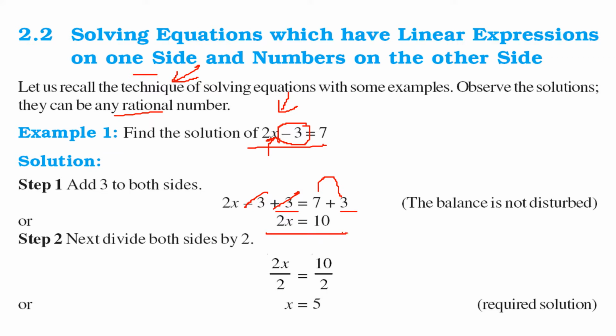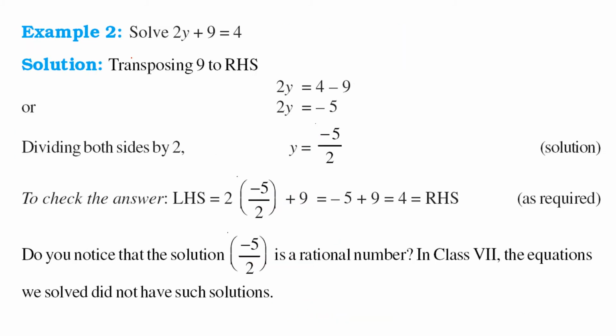So 2x is equal to 10. Still with x we have 2. So if we want to eliminate 2, we want to get rid of 2, we divide both sides by 2. So this is 2 by 2, 10 by 2, so x is equal to 5. This is the solution actually.